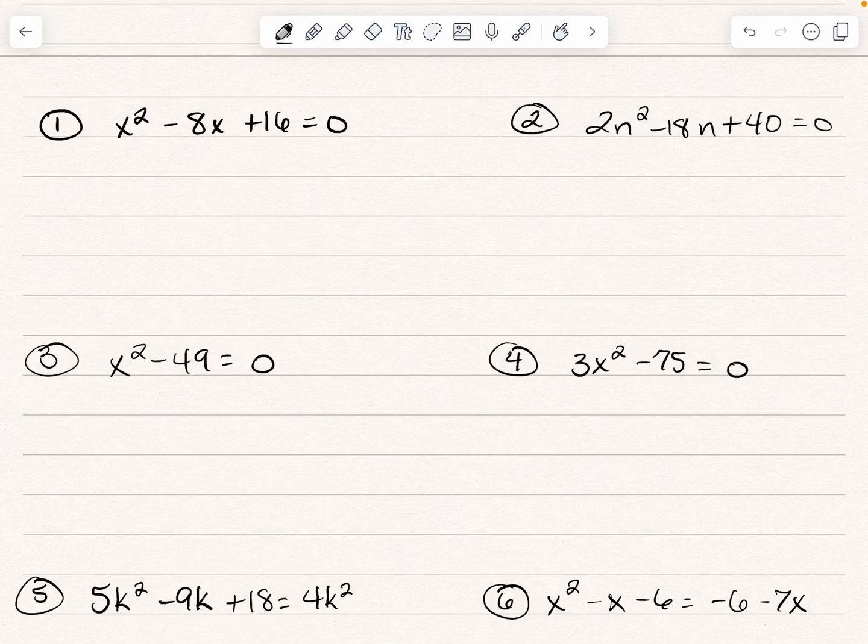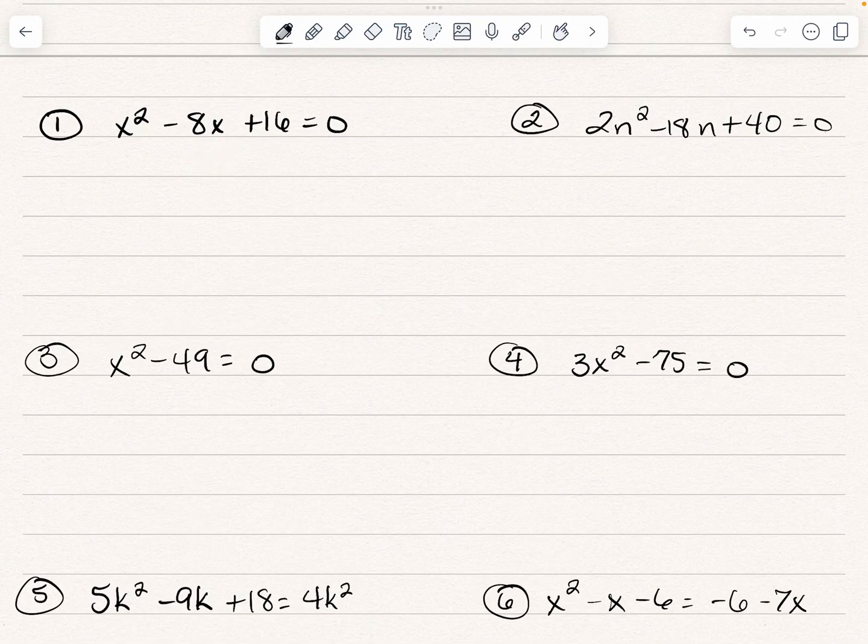So guys, let's talk through our day 5 of our review. This is going to be on factoring. So for factoring, we need to think about what numbers multiply to give us this last number that will add to give us this middle number.